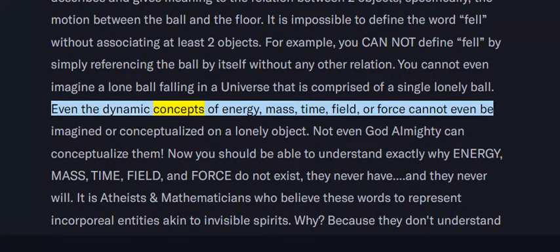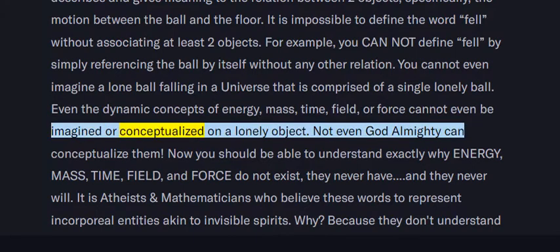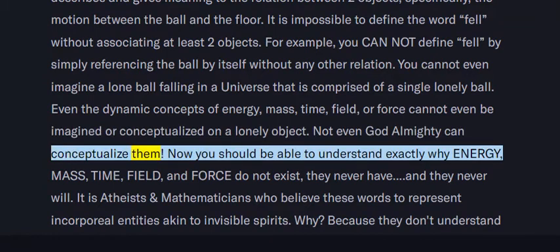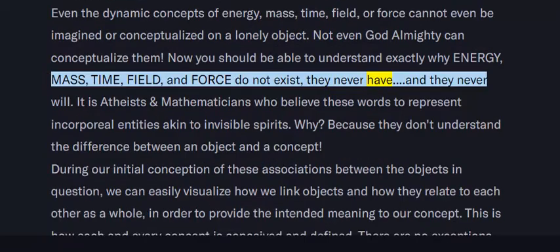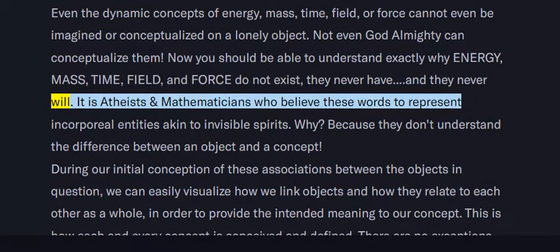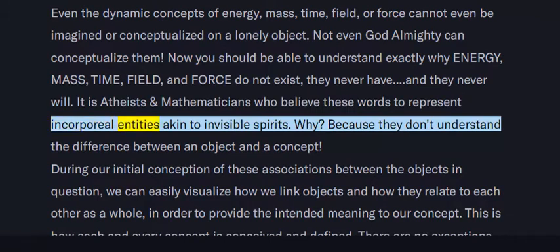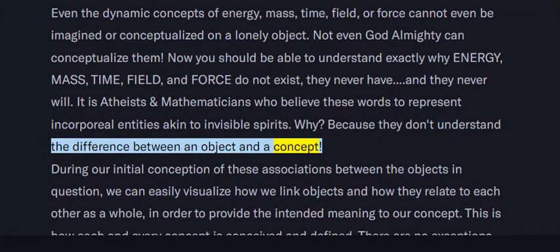Even the dynamic concepts of energy, mass, time, field, or force cannot even be imagined or conceptualized on a lonely object. Not even God Almighty can conceptualize them. Now you should be able to understand exactly why energy, mass, time, field, and force do not exist, they never have, and they never will. It is atheists and mathematicians who believe these words to represent incorporeal entities akin to invisible spirits. Why? Because they don't understand the difference between an object and a concept.